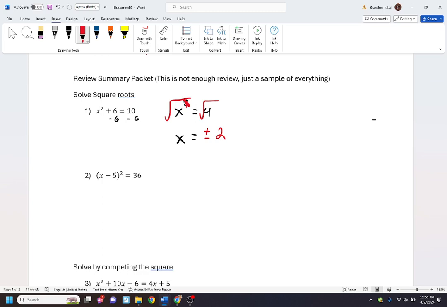Oh, one fact. I talked about no solutions during the notes. No solutions on the test, okay? There might be in the packet. You can't get a negative square root.